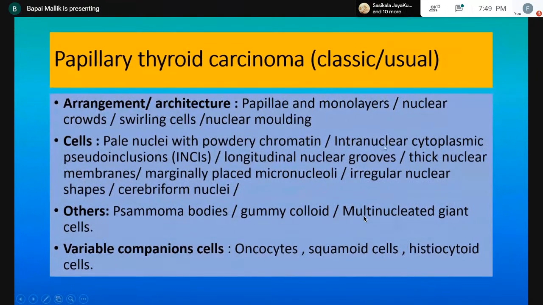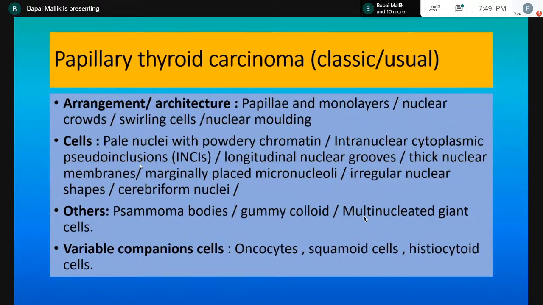You are going to come across intranuclear cytoplasmic inclusions. We really love to see intranuclear cytoplasmic inclusions because it really buttresses our diagnosis. As long as we do not see these intranuclear cytoplasmic inclusions, we are not really very confident. But once you start seeing them, we know that we are dealing with a papillary thyroid carcinoma, although intranuclear cytoplasmic inclusions may be found in other conditions, including benign conditions.